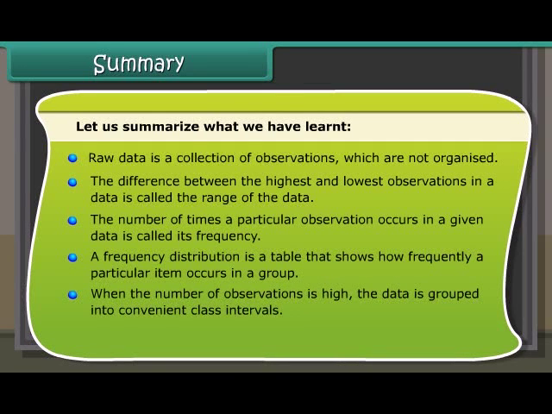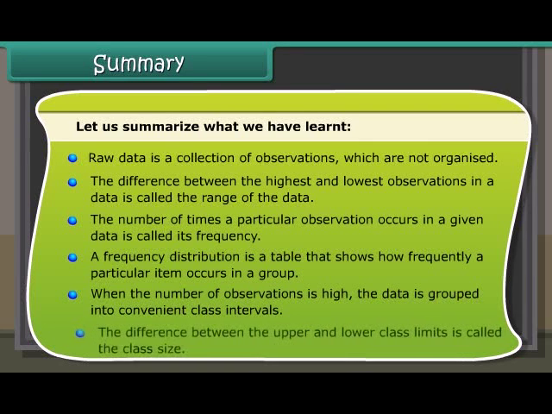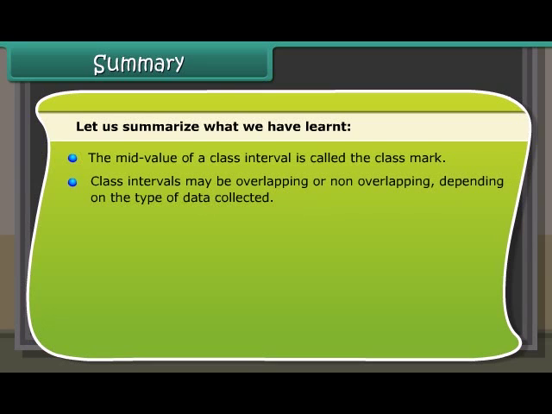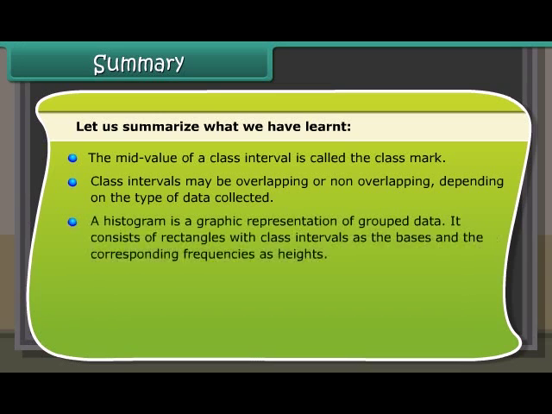When the number of observations is high, the data is grouped into convenient class intervals. The difference between the upper and lower class limits is called the class size. The mid-value of a class interval is called the class mark. Class intervals may be overlapping or non-overlapping depending on the type of data collected. A histogram is a graphic representation of grouped data. It consists of rectangles with class intervals as the bases and the corresponding frequencies as heights.